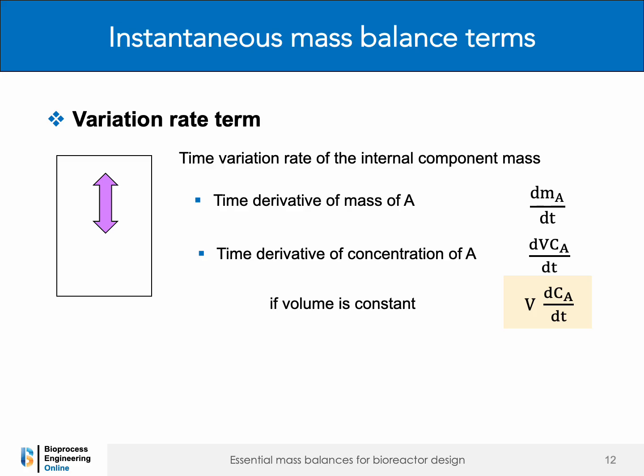In classical chemical engineering terminology, the fourth term of the balance equation is often referred to as the accumulation term, because it represents the accumulation or depletion of mass within the system. Personally, I prefer the term variation rate, because it more directly describes the change of mass or concentration with time inside the system, whether positive or negative, during the process operation.